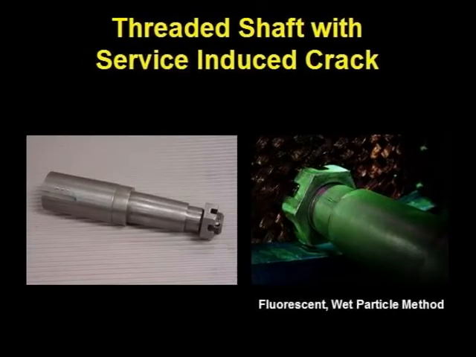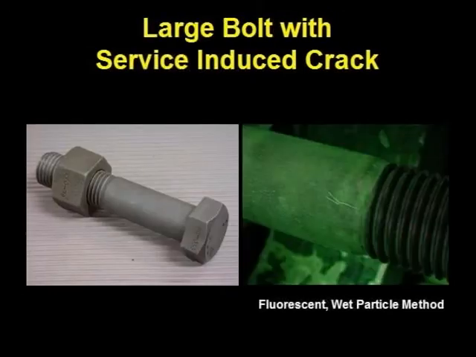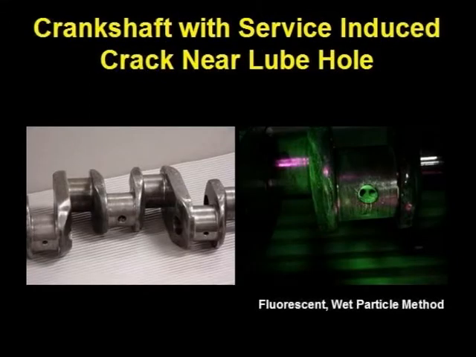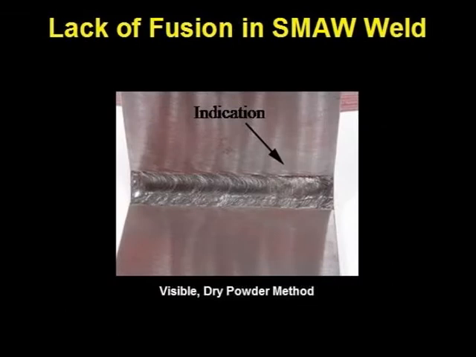This photograph shows a service-induced crack detected using a headshot, that is, current through the shaft inducing circular magnetism which was perpendicular to the axial crack. This is another photograph of a service-induced crack, this time in a large bolt. This photograph shows several cracks near the lube hole of a crankshaft. This photograph shows lack of fusion in a submerged arc weld using visible dry particles.